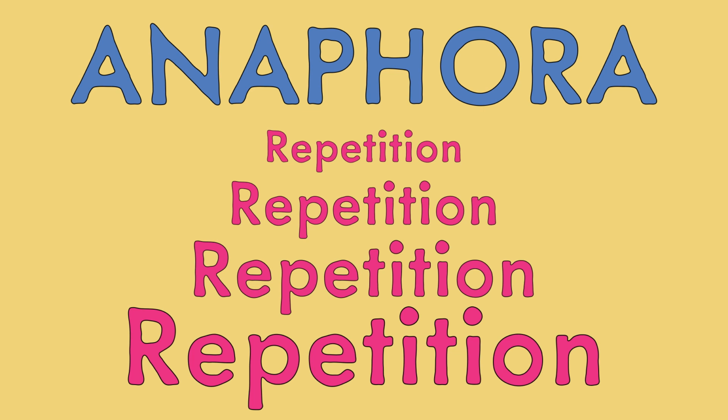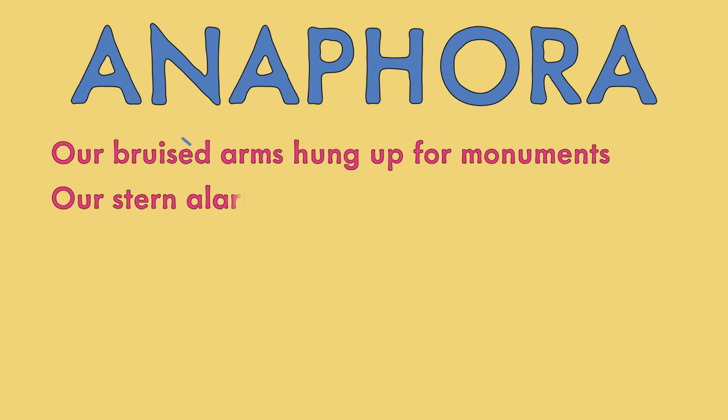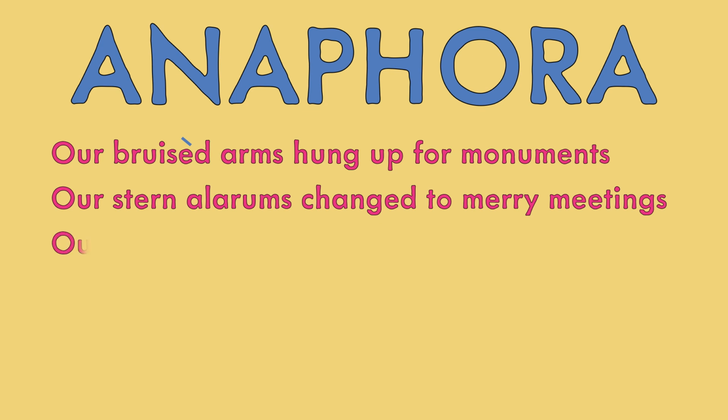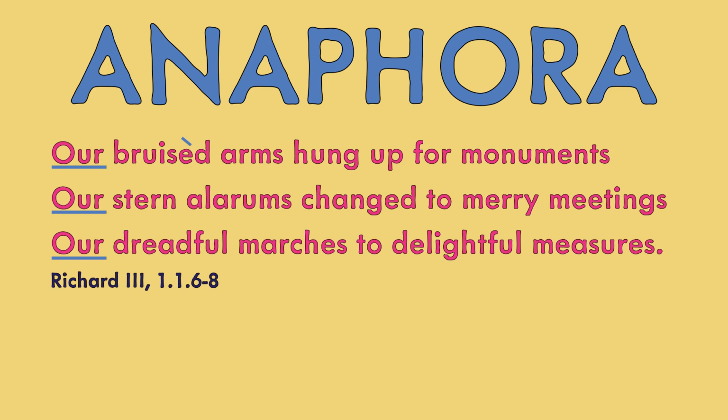For example, at the beginning of Shakespeare's Richard III, we read, "Our bruised arms hung up for monuments, our stern alarums changed to merry meetings, our dreadful marches to delightful measures." We can easily see and hear that Shakespeare begins these three successive lines with the word "our", but the more important question is why he does that and what is the effect.